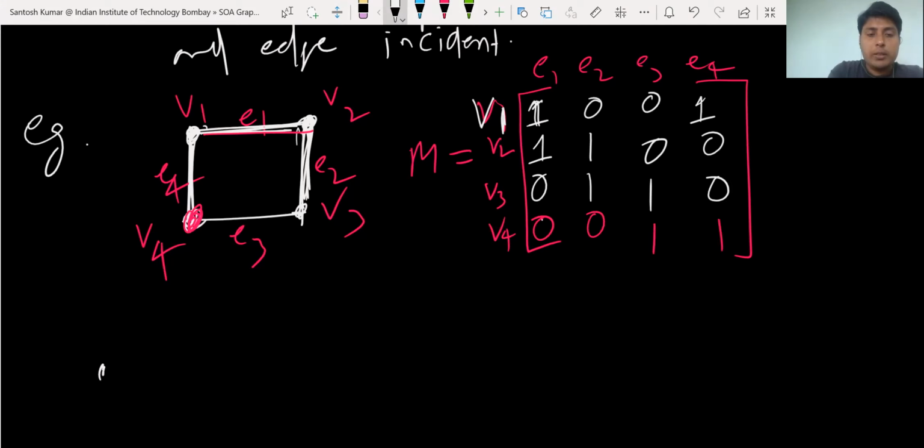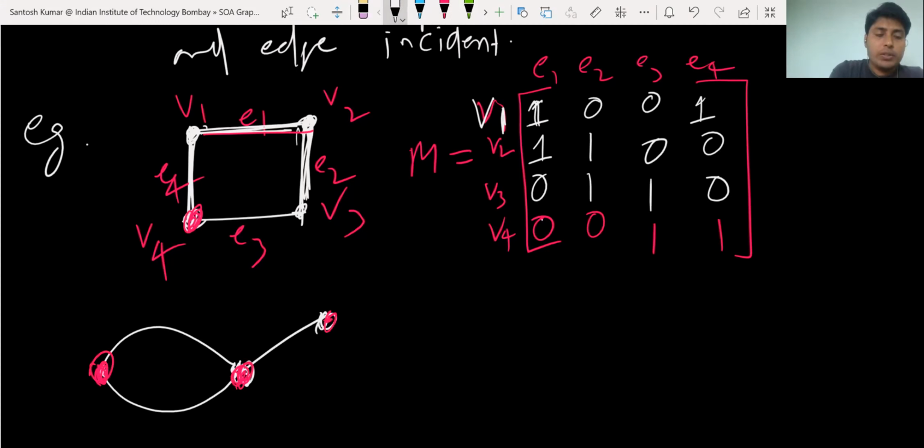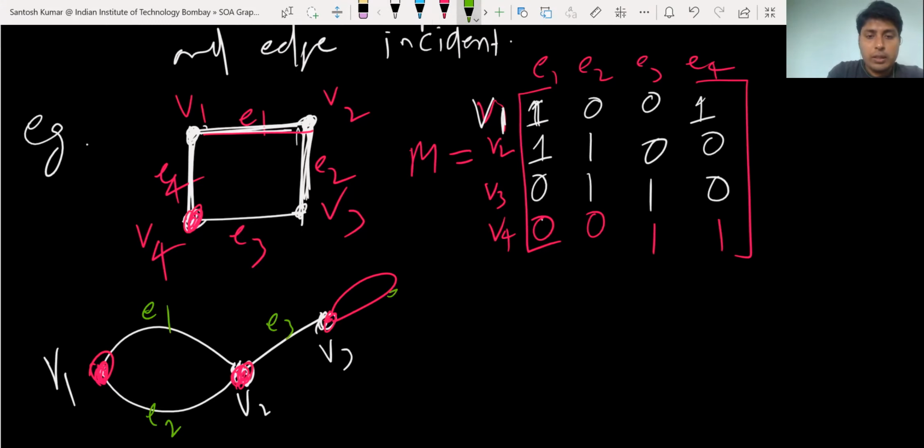We may have some other graphs, like suppose I draw a graph like this, and it has a loop. Sorry, this is a multiple edge. If I take these vertices, then it is a multiple edge or parallel edge. You can make something more, you can make a loop at this vertex. So now let V1, V2, V3 be the three vertices. How many edges do we have? E1, E2, E3 and E4.